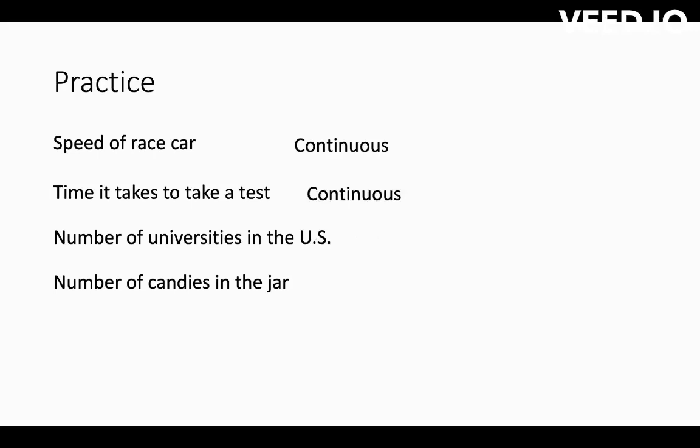60.111 minutes. Anything. The number of universities in the US is discrete. That means that you cannot have 800.5 universities. You can either have 800 or 801 universities. And then in the case of the number of candies in a jar, it is also discrete. You cannot have 0.11 candy.